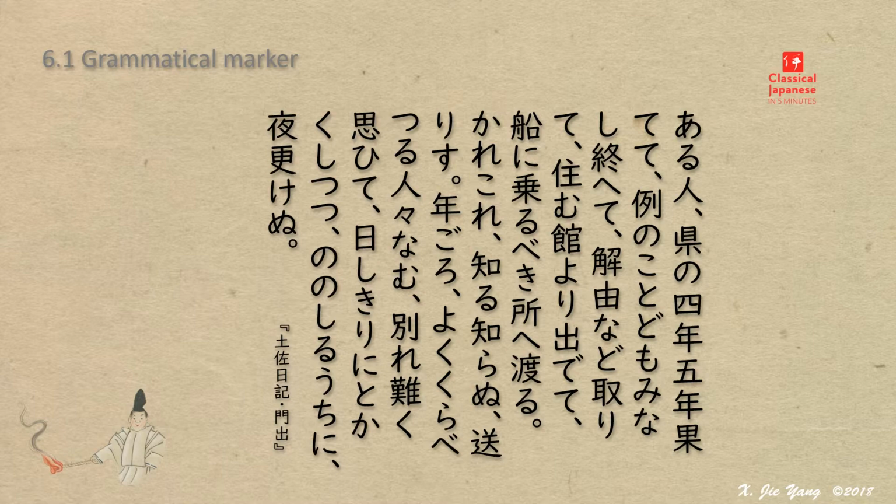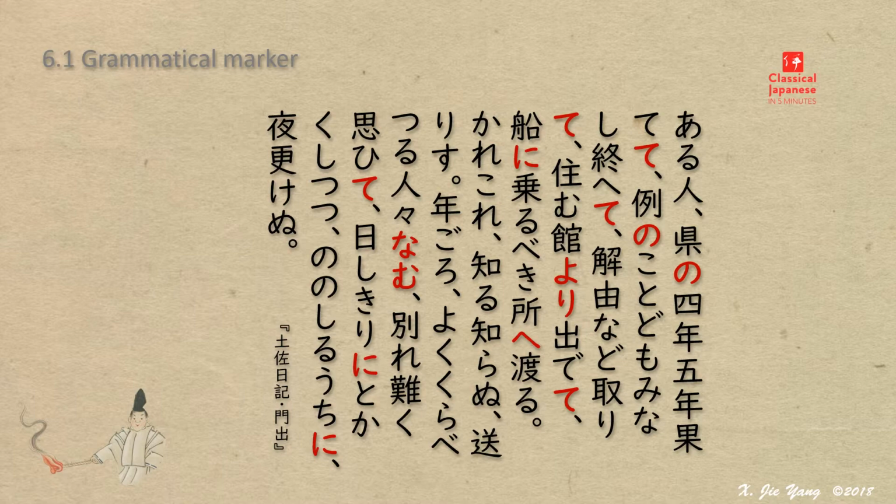ある人、あがたの4年5年果てて、例のことども皆し終えて、下湯など取りて、住む立ち寄りいでて、船に乗るべきところへ渡る。かれこれ、知る知らぬ、送りす。年頃、よく比べする人々なん別れがたく思いで、ひしきりにとかくしつつ、のの知るうちに夜更けぬ。First, we can mark all the particles used in these 10 short phrases, or a little over 100 characters.